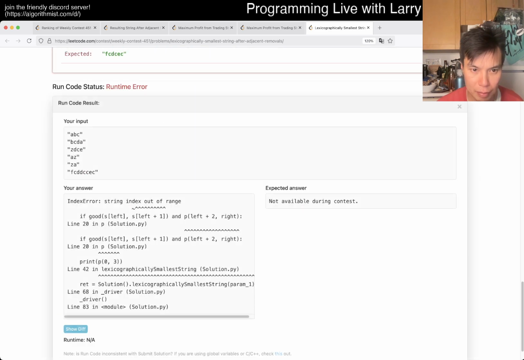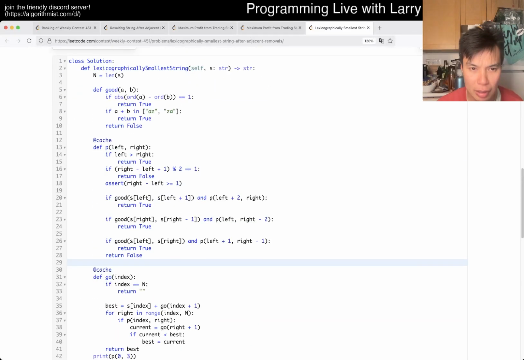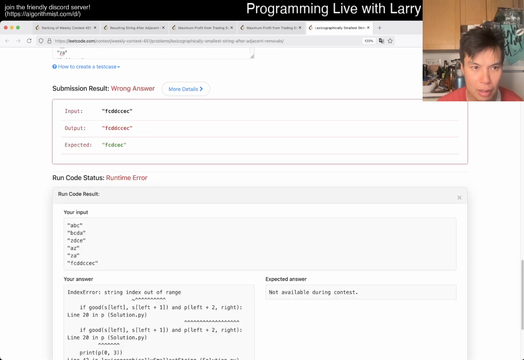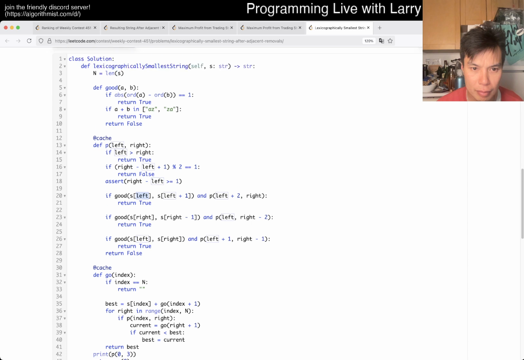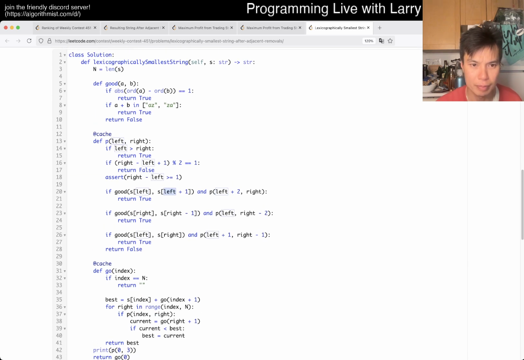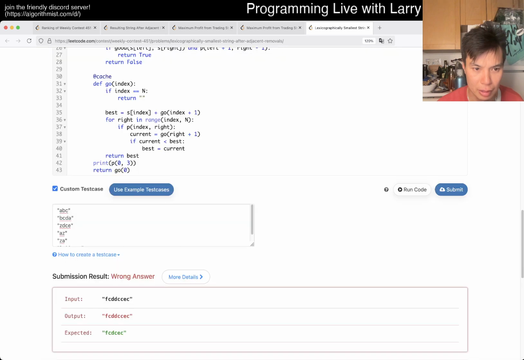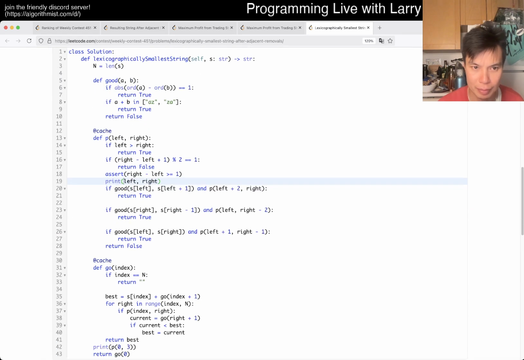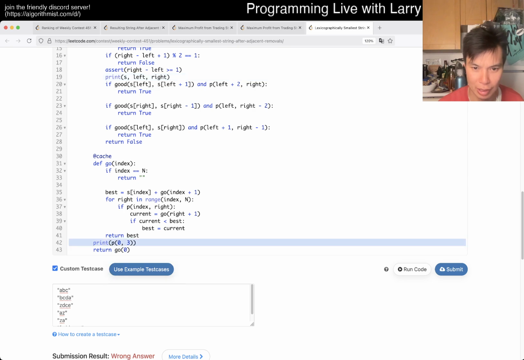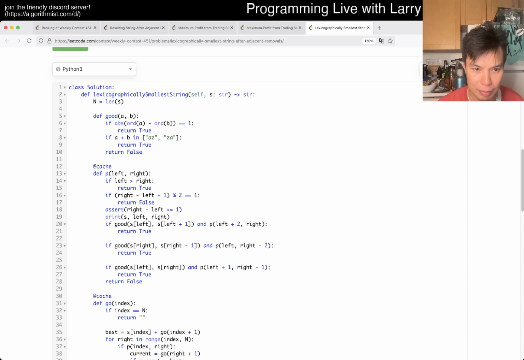Is that good enough? Nope. Left +1 is out of range. Why? Where? Line 20. Left plus 1 is how many, but right is... what is the last one where that works? 2 and 3 for what? For S? Oh, it's because I have this thing. I forgot. Okay. Is that right?